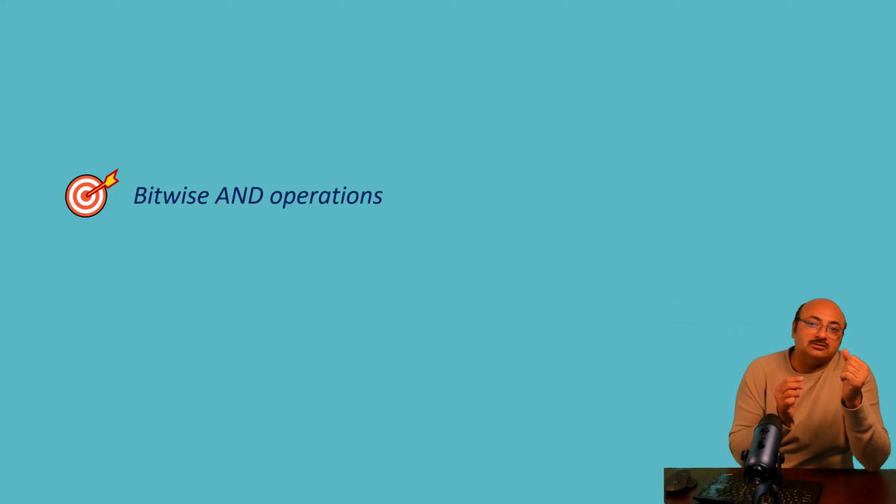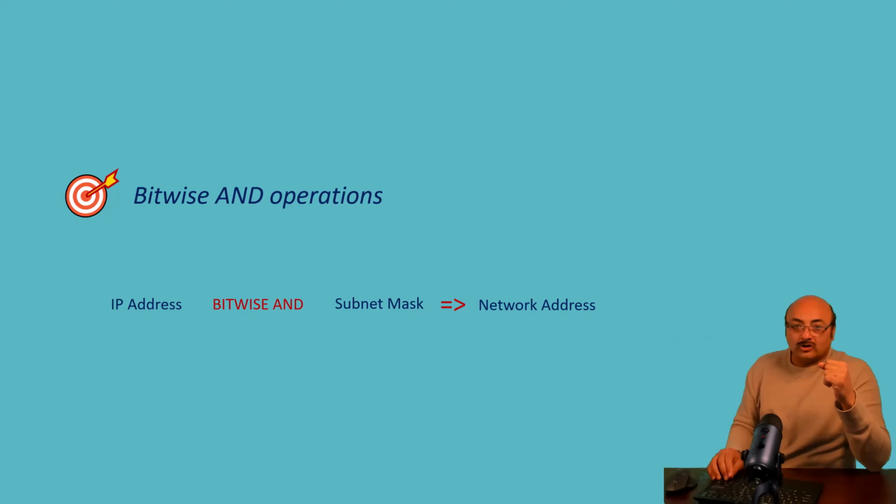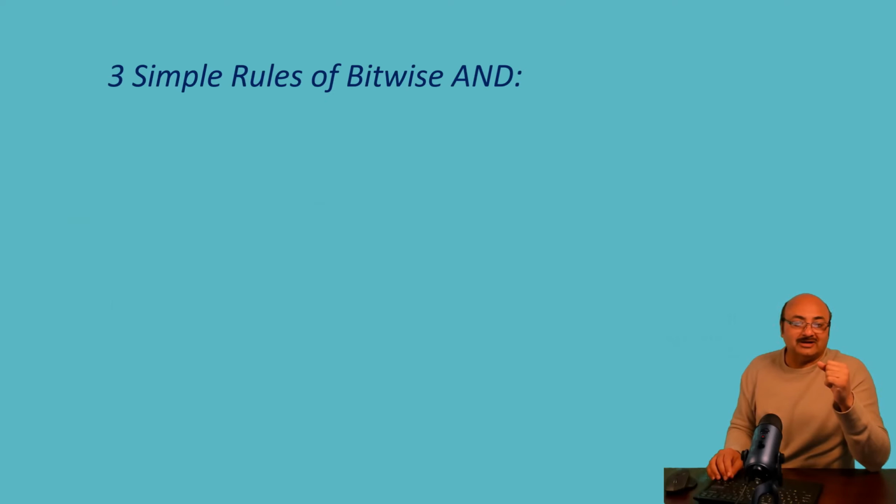Now, why does a computer need to know its network address is a topic that I want to cover after 2 or 3 lessons. For now, just remember that when a bitwise AND operation is carried out between an IP address and subnet mask, we get the network address. Moving on to the rules of bitwise AND.